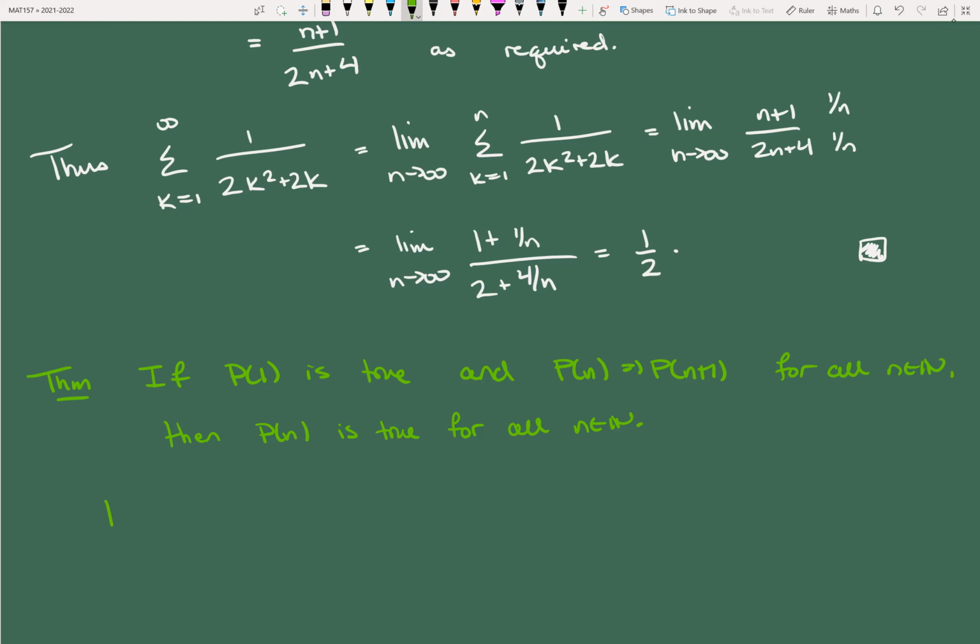Why? Well, because P of 1 is true, and that implies P of 2 is true, right? And then once you know that P of 2 is true, you prove that P of 2 implies P of 3. So P of 3 is now true, so that implies P of 4 is true, which implies P of 5 is true, which implies that P of 6 is true, and so on and so forth, right? And that's why induction works, because you've just proved in general P of n implies P of n plus 1.